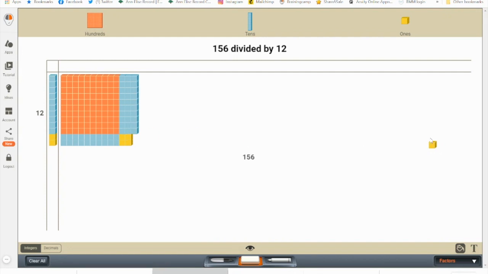I have now made a rectangle that measures 12. The area inside is 156. My divisor with vertical distance is 12. What is this horizontal distance? Now, these are on the outside to kind of help label things here, so you wouldn't necessarily have to do that, but it has a total distance of 13. Which means, of course, 13 times 12 is 156.